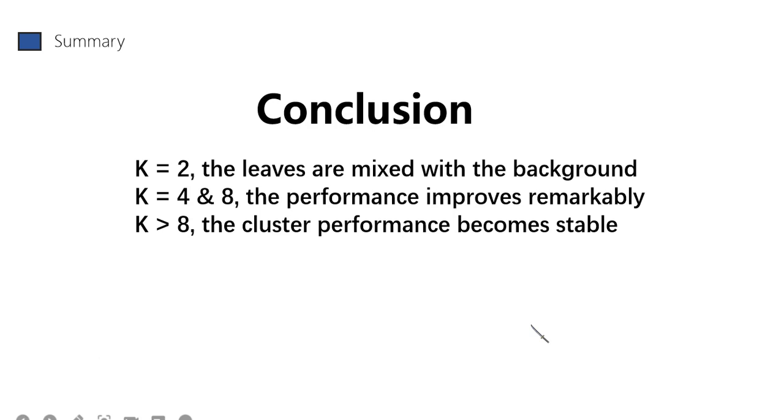Conclusion. When k is 2, the leaves are mixed with the background. This mixing is expected because they focus on texture rather than color. When k is 4 or 8, the performance improves remarkably. And when k is greater than 8, the cluster performance becomes stable and does not change greatly.